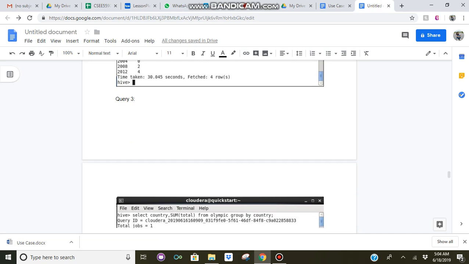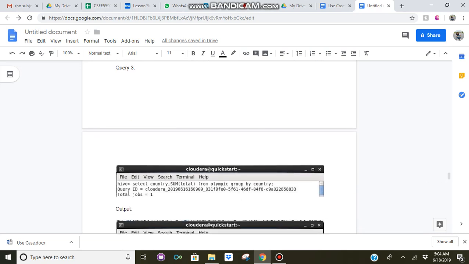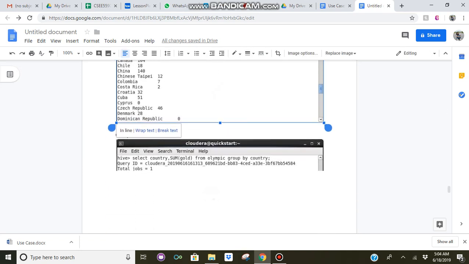And query 3 is finding the total number of medals in each country and displaying it along with the number of individual medals. So in this we are selecting the country and the total medals from the Olympic dataset, and we are grouping by country, and this provides a list of all the outputs.